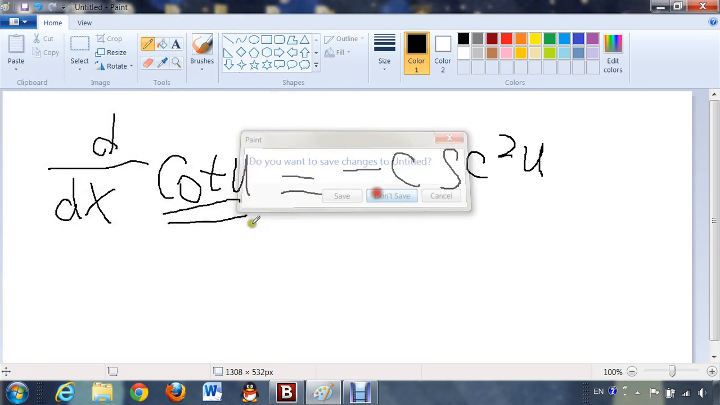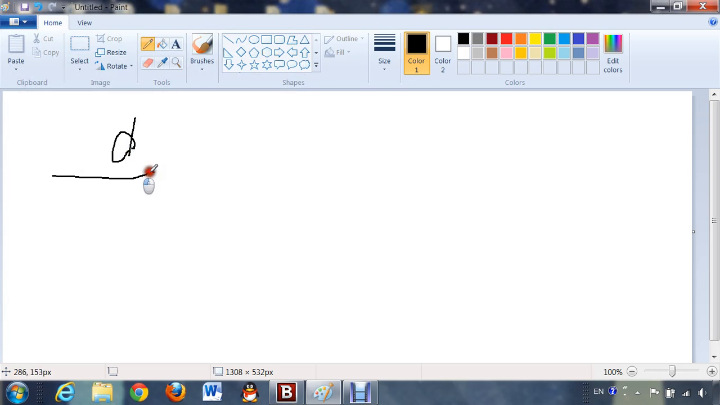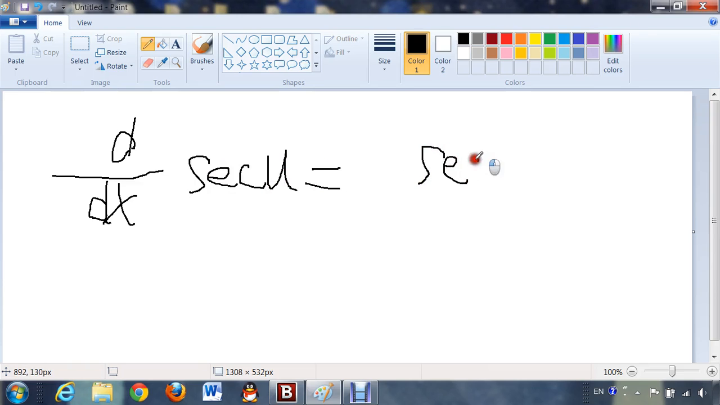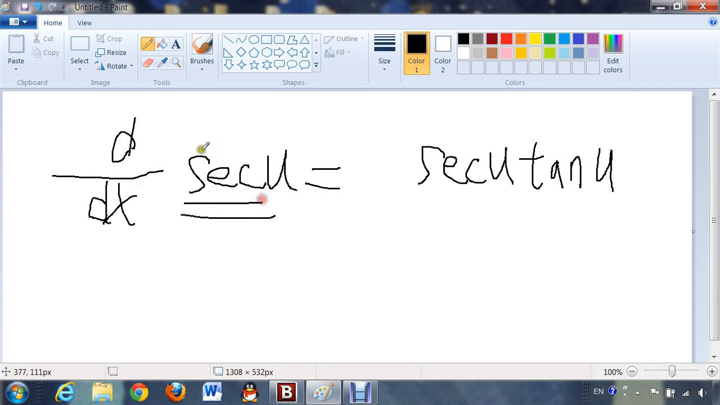So next will be the derivative of secant something. What is that? That's just secant of something times tangent of something, right? And remember, not negative, because secant does not start with a c, so there's no negative sign in front of it.